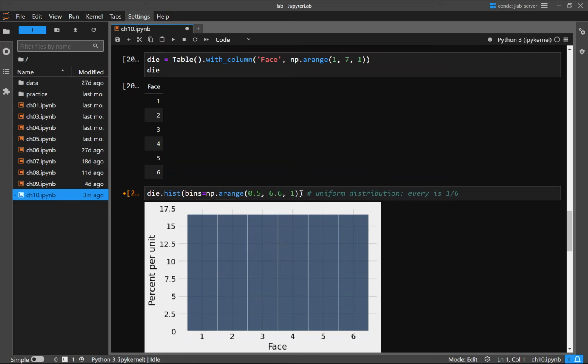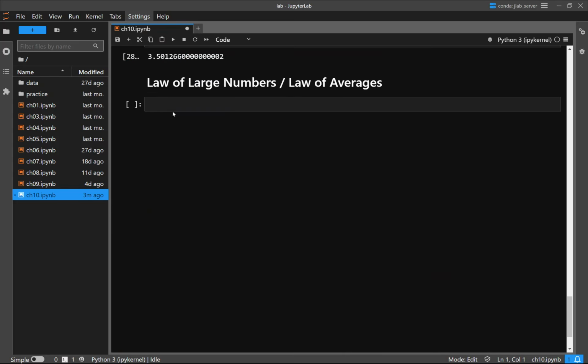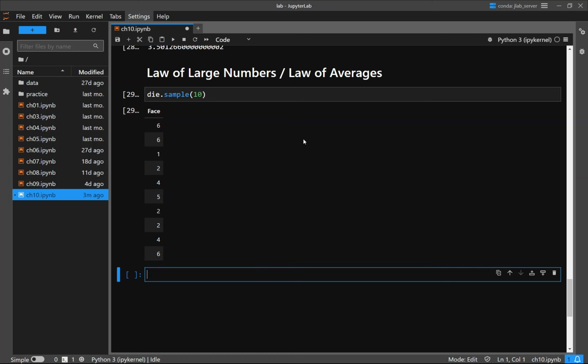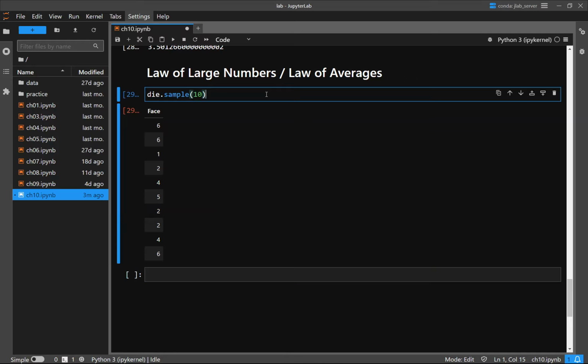I'm going to steal this, but I'm going to take a sample instead. This is like of the actual values. We know that's the theoretical thing. Instead, I'm going to sample, die.sample a few things, like 10, and then I'm going to take a histogram of that sample. Here's a bunch of values for face. I'm going to take a histogram of how many 1s, 2s, 3s, 4s, 5s, and 6s I've seen.